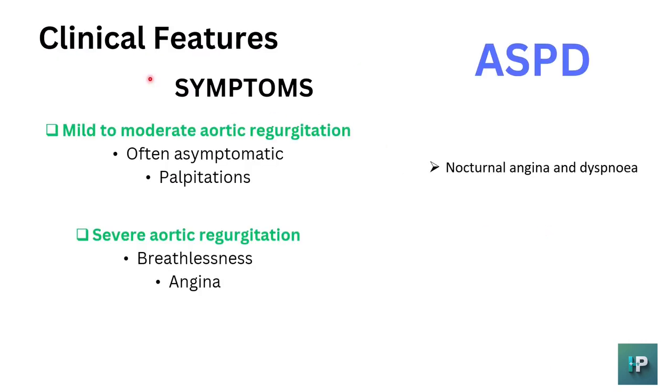Then let's see clinical features. Here the symptoms are discussed. In mild to moderate aortic regurgitation, mostly it's asymptomatic and there may be palpitation because of volume overload. But there may be nocturnal angina and dyspnea. It's because during sleep there will be bradycardia, which causes an increase in diastolic time. The diastolic time increases so that there will be more regurgitation, which causes nocturnal symptoms.